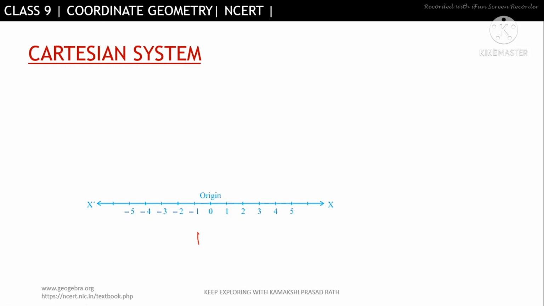Now suppose we keep this number line in a horizontal way. You can see this is a horizontal way. So this line will be called the horizontal axis. As you can see here, it is lying horizontally. And here we have given two names, that is x dash and x. So x dash x will be called a horizontal axis, or simply we can call it the x axis, because it is horizontally lying.